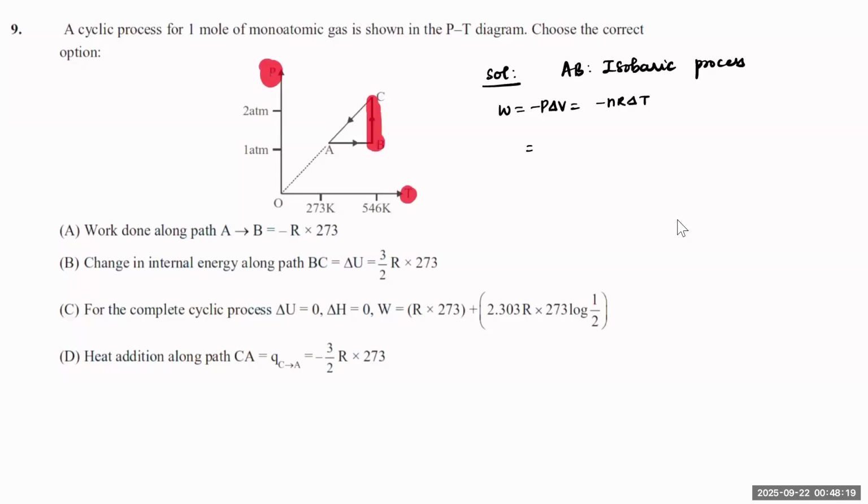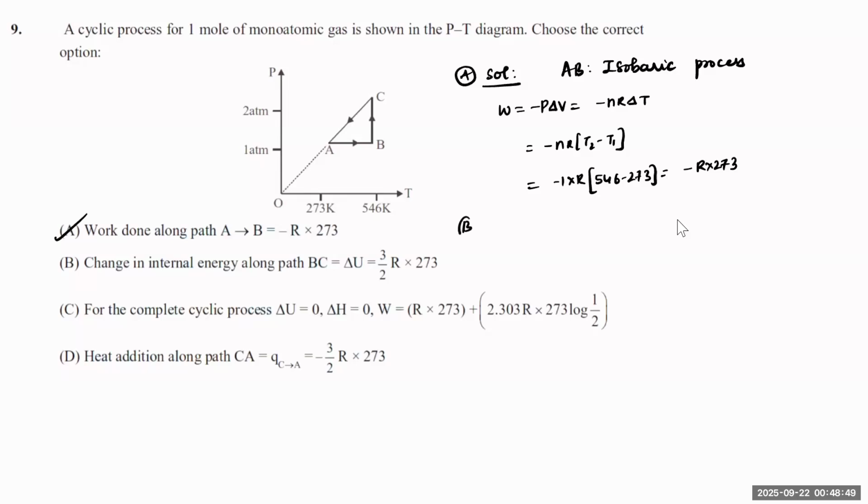So this BC is isothermal process, okay? So work done will be equal to minus NR into T2 minus T1, correct? So that is equal to 1 mole into R into temperature 546 minus 273. So that is again 273 only. So minus R into 273, correct? So the first option is correct. So this is about A option.